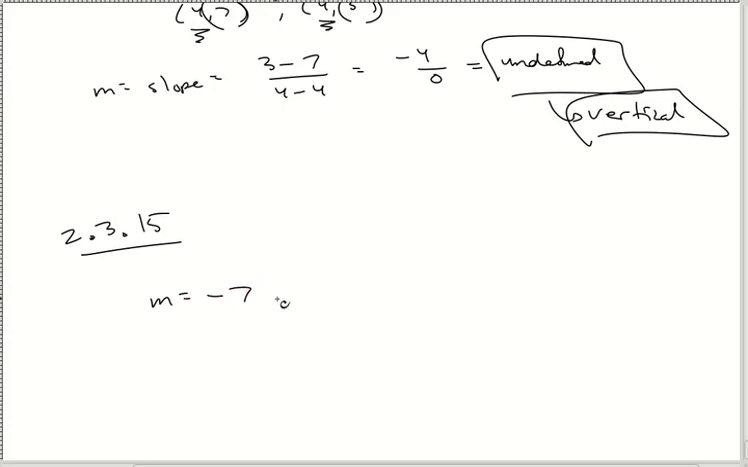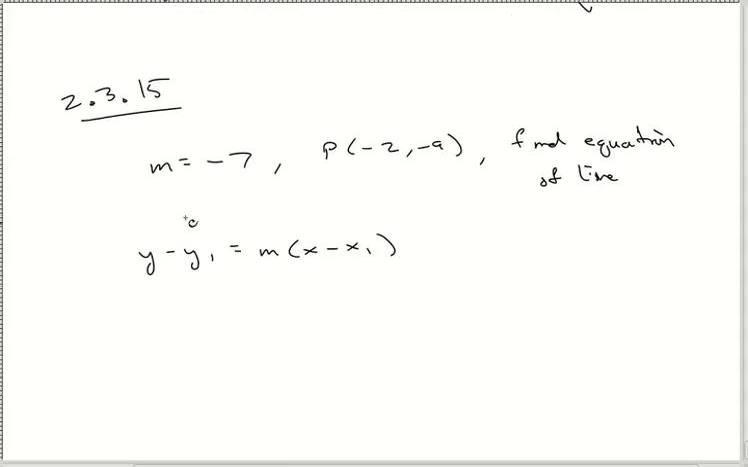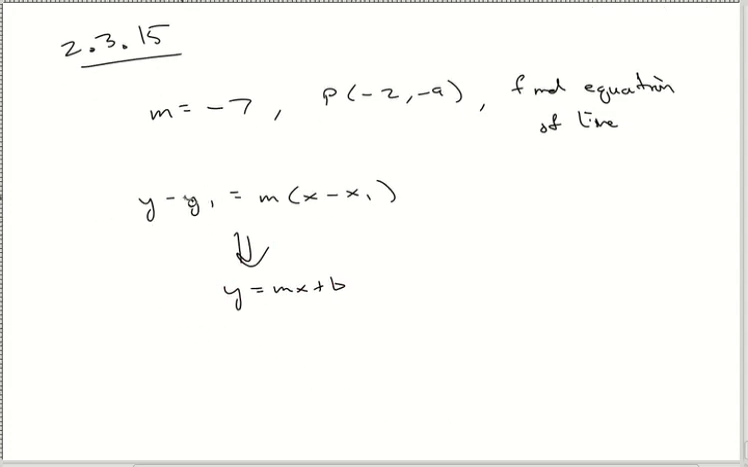The next question says, my slope is equal to negative 7, and they give me a point here at negative 2, negative 9, and they say, find the equation of the line. Okay, cool. So this is the formula: y minus y1 is equal to m times x minus x1. What I'm going to do is do math with it, simplify it down to mx plus b. That's the goal here. That's what they're wanting. So start with this formula and go to this guy right here. So that's exactly what I'm going to do.